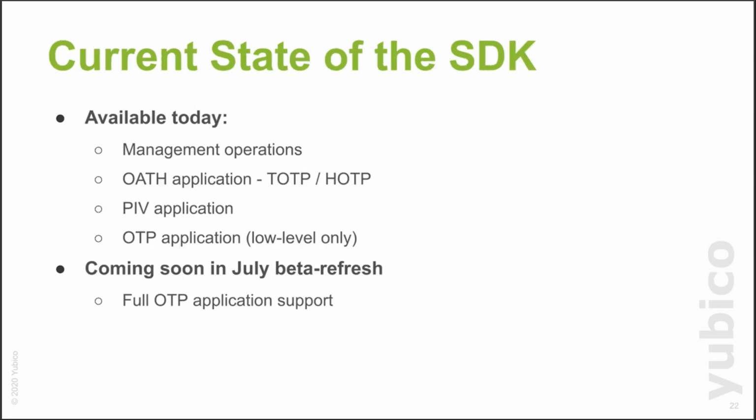So where are we and where are we going? Available today, as of the end of June 2021, you can manage the YubiKey's global configuration. You can use OAuth for TOTP and HOTP functionality. You can write PIV smart card applications. And you can interact with the OTP application using the low-level command classes. This all works the same, regardless of whether the YubiKey is used as a USB device or an NFC device. In fact, a majority of the demos today were done over NFC. This is all available on both macOS and Windows.